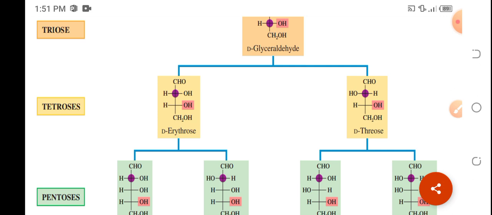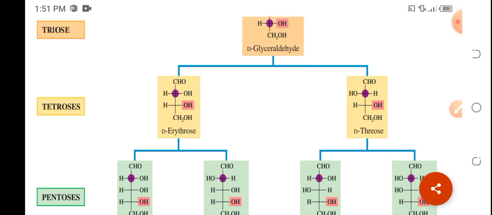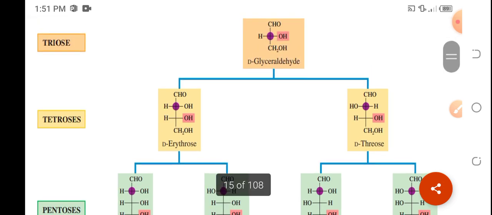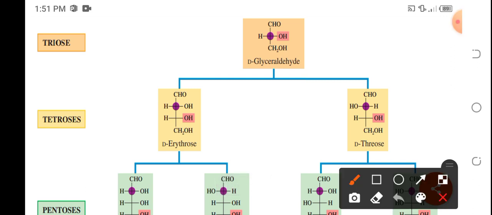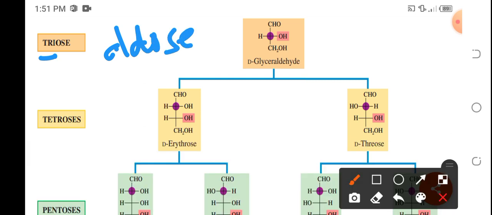Okay? Meron din tayong triose, tetroses kasi depende yan sa number of carbon atom. For triose, okay, ilan ang kanyang carbon atom? So you have 3. At the same time, it is an aldose. So, ito yung aldehyde group niya. It has polyhydroxy because it has hydroxyl group on the second and third carbon atom.